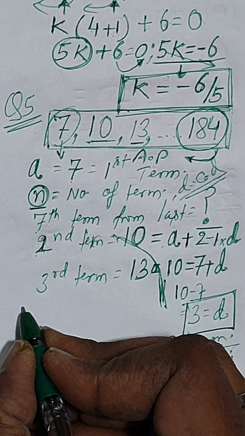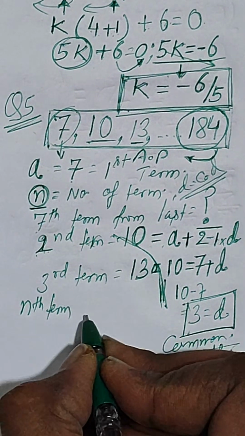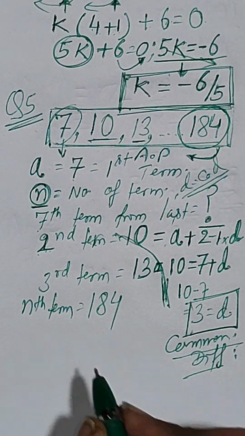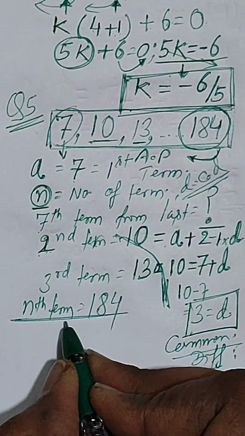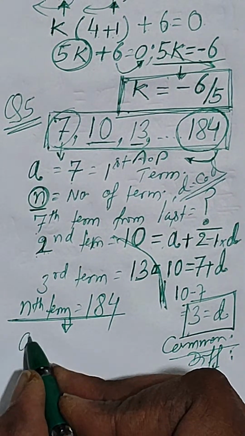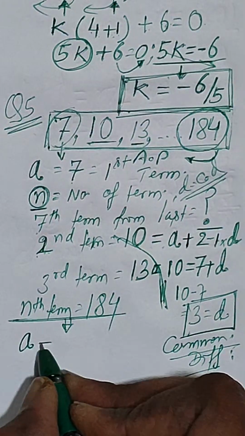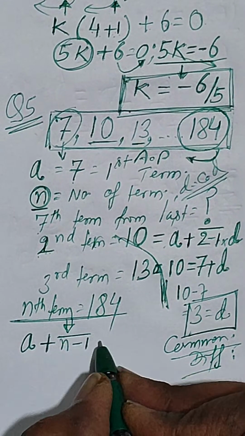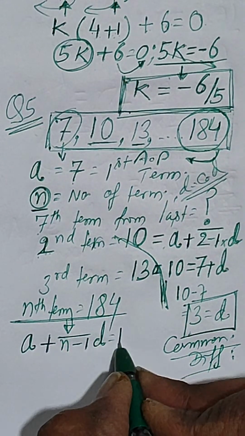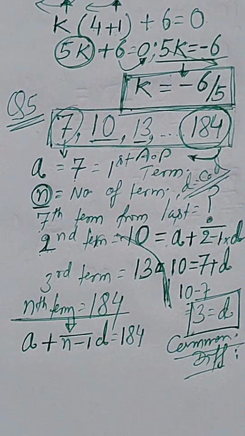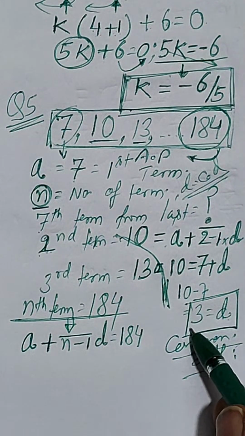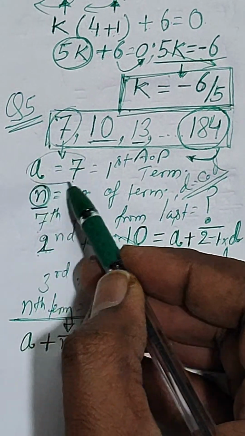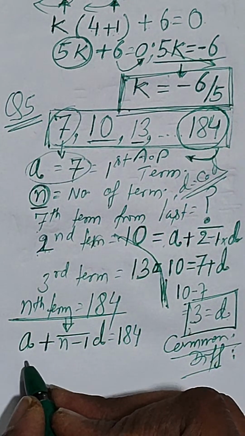So the nth term of this AP is 184, right? This is given to you. So if you put in the formula of the nth term, a plus n minus 1 into d will be equal to 184, right? The value of d you have calculated is 3. The value of a you know is 7. So put the values over here.